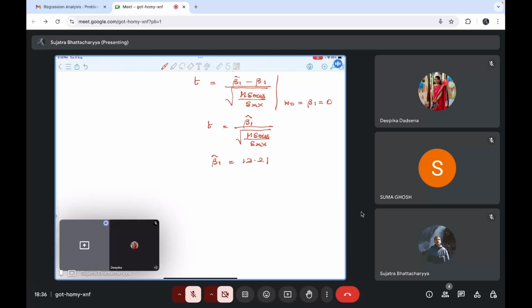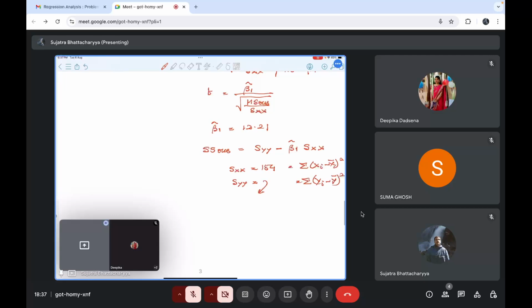Now, SS residual is Syy minus beta 1 hat Sxx. This is also from the lecture notes. You can check it. This we can calculate easily. Sxx is 154. Syy, what is actually this? Sxx is the summation of xi minus x bar whole square. Similarly, Syy is the summation of yi minus y bar whole square. And let us say Syy is what we have to calculate.